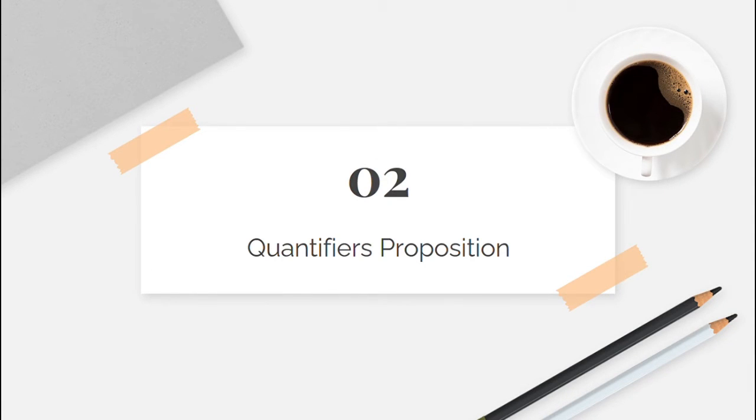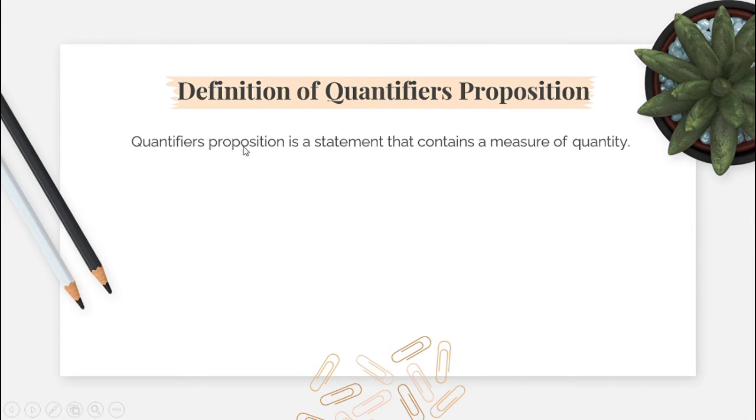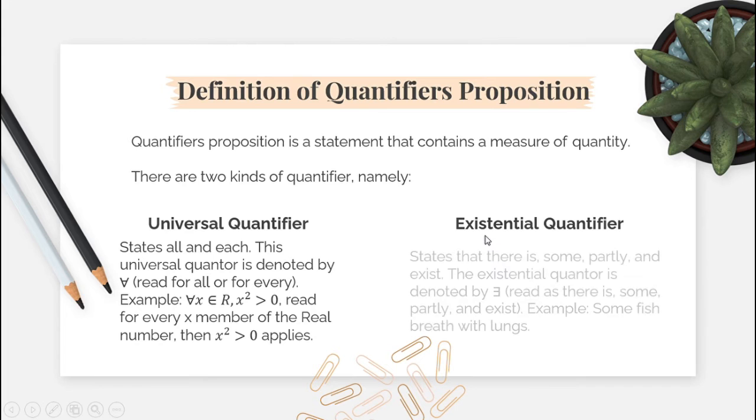Next, lesson 2, quantified propositions. Okay, next we have the definition of quantified propositions. A quantified proposition is a statement that contains a measure of quantity. There are two kinds of quantifier, namely first, the universal quantifier, and second, the existential quantifier. The universal quantifier states all and each. This universal quantifier is denoted by this sign. We can read it as for all or for every.